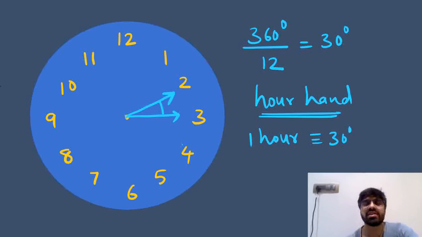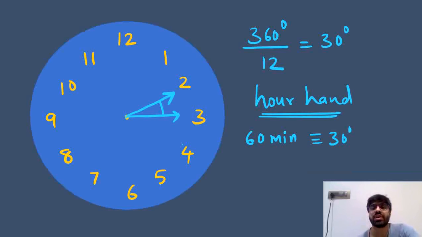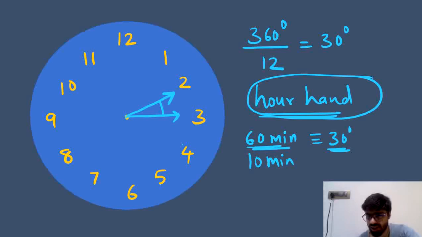The question is, 1 hour is how many minutes? 1 hour would be 60 minutes. So in 60 minutes, the angle traced will be equal to 30 degrees. Now what if I ask you how much is the angle traced by the hour hand in 10 minutes? The hour hand was tracing an angle of 30 degrees in 60 minutes. Let us say that in 10 minutes the hour hand is tracing an angle of x degrees. You can just cross multiply and say that 60 into x will be 30 into 10. You can simply solve for x and very easily you will get the value of x as 5 degrees.